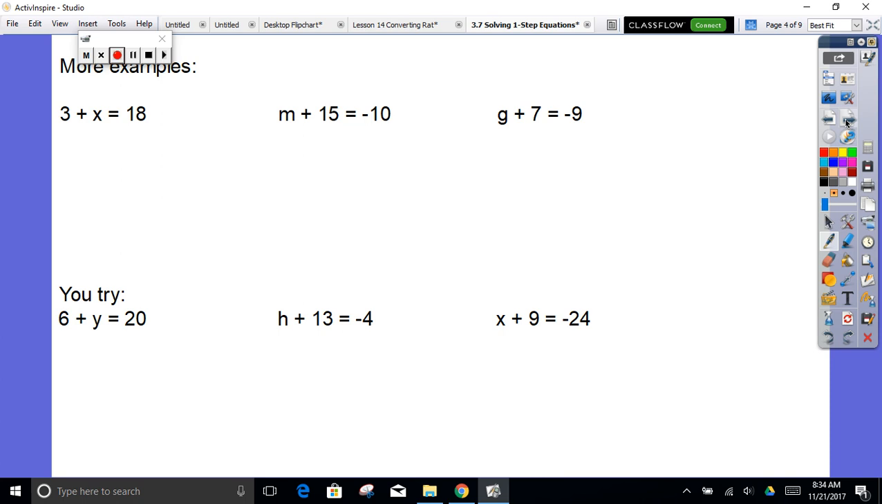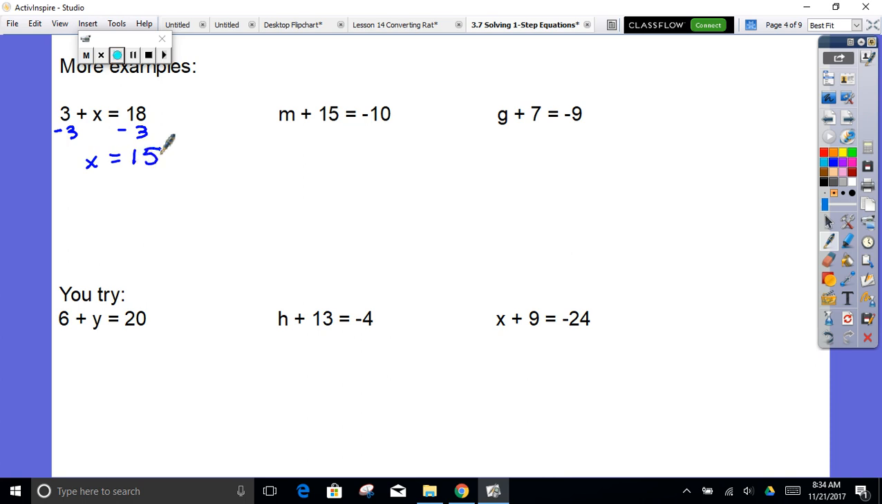Okay. I have some more examples on the next page. There are some slightly different looking problems. This one has the 3 first instead of the x. Because the 3 is positive, you would do the same thing to get rid of it. You would need to subtract. It doesn't matter what the sign is in between the 3 and the x. What matters is what's in front of the 3, which in this case is nothing, so we know it's positive. So we're still going to subtract 3 from both sides, and x equals 15.